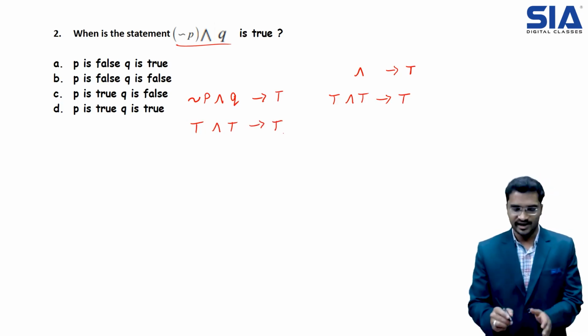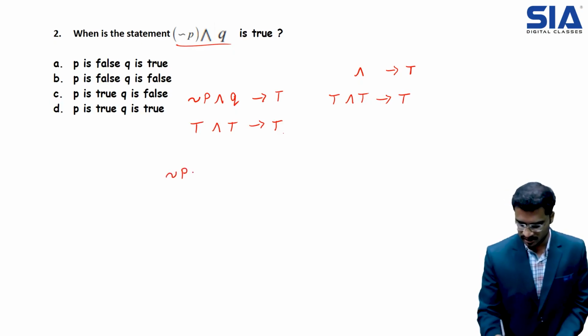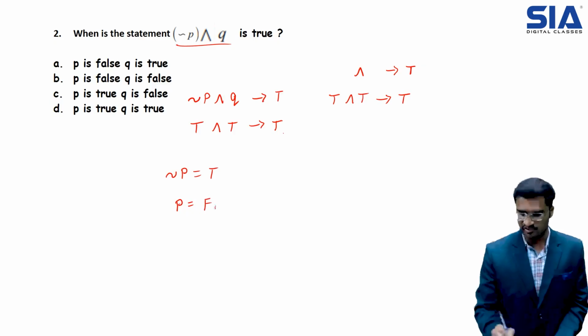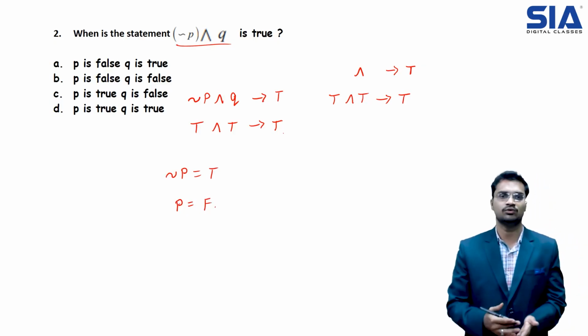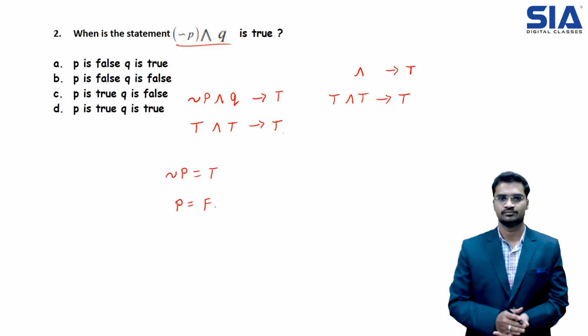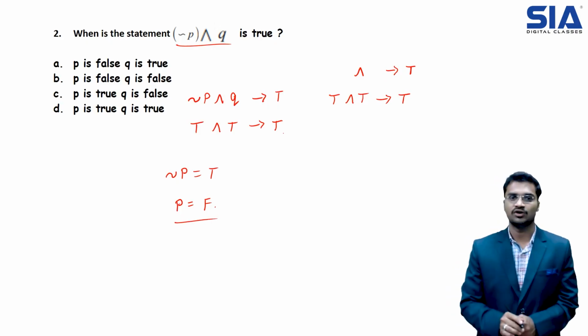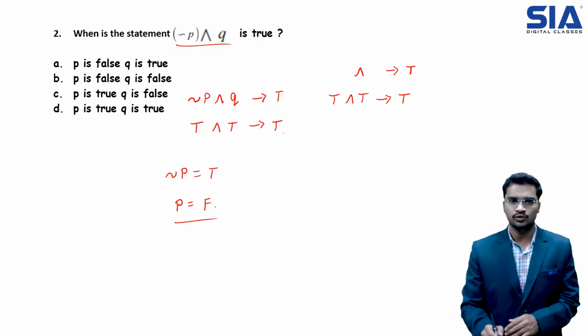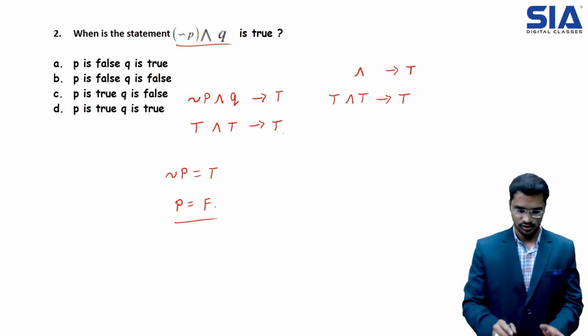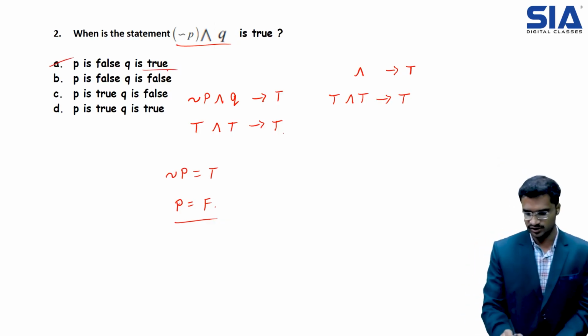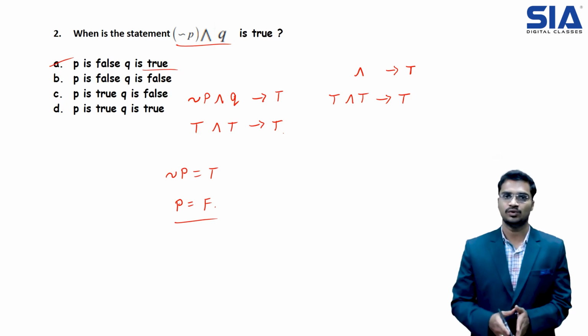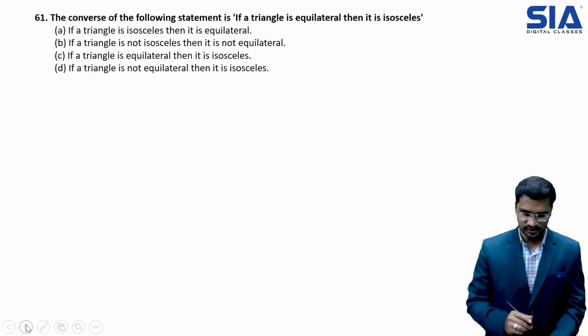So if negation P is true, then P is what? P is false, because negation P is the negative, or the reverse, of P. So our answer is: if P is false and Q is true, then this statement is true. Now coming to the next question.